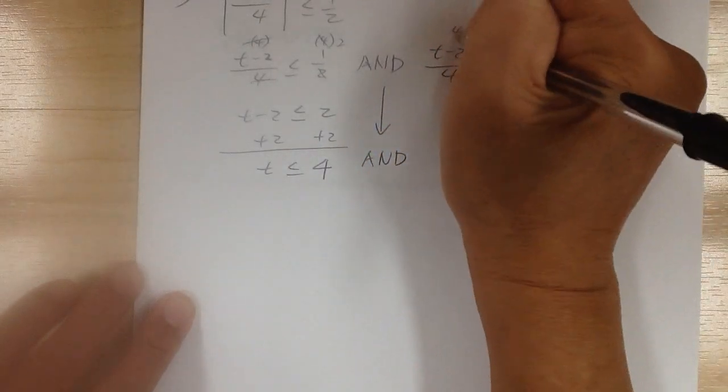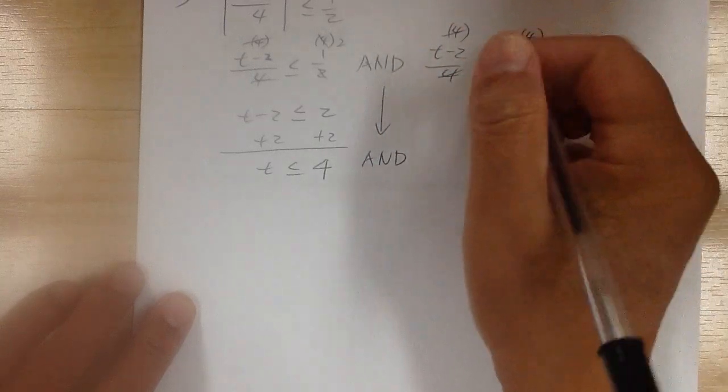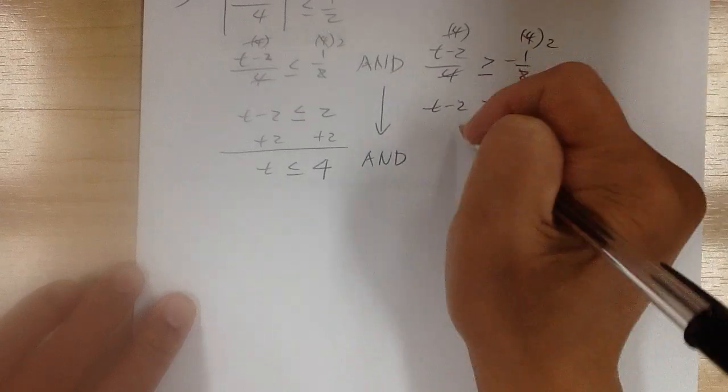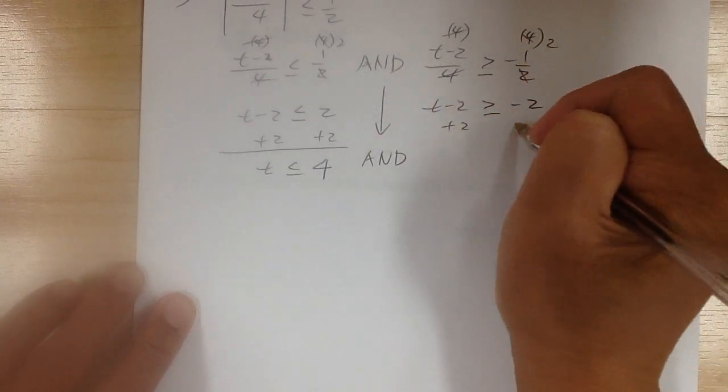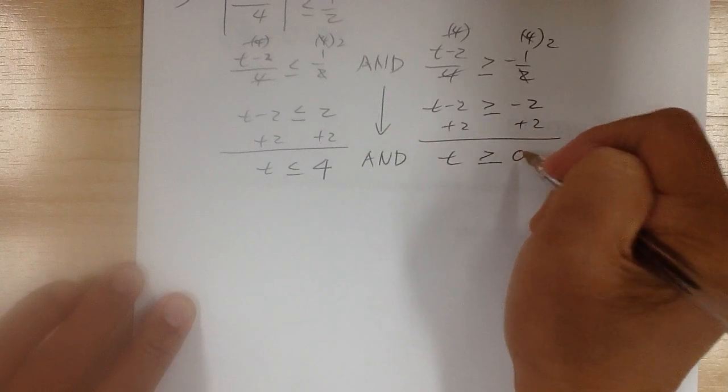And again over here, multiply by 4. So this will cancel out, and this cancels. So I get t minus 2 is greater than or equal to negative 2. And I'm going to plus 2. So I get t is greater than or equal to 0.